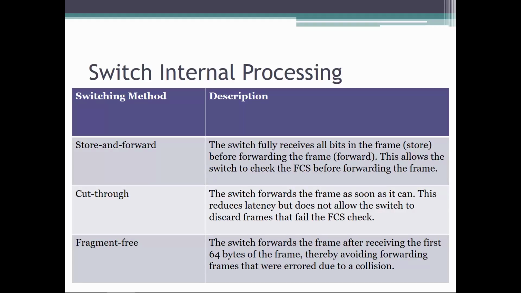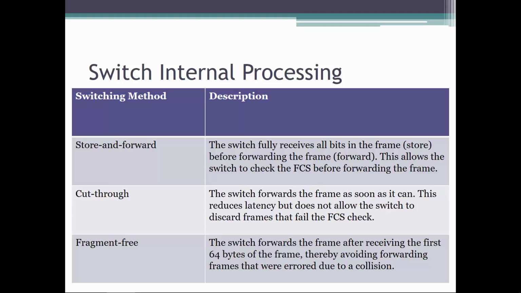Switching internal processes, we have big three. Realistically, we have big two. Store and forward and cut through. Fragment free is not really one of the main ones, but fragment free, the switch forwards the frame after receiving just the first 64 bytes of the frame, thereby avoiding forwarding frames that errors could happen.